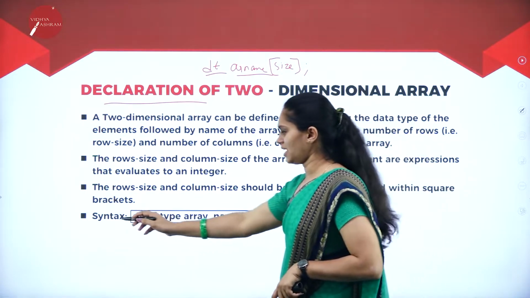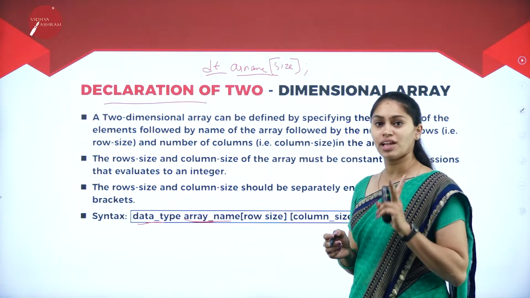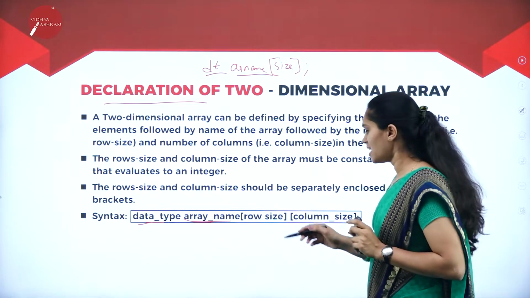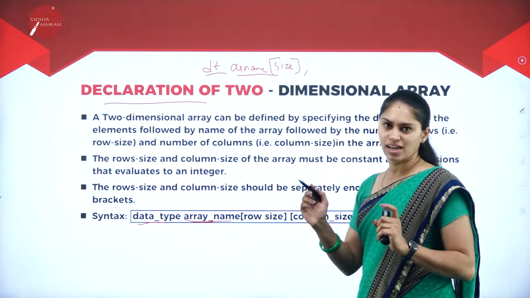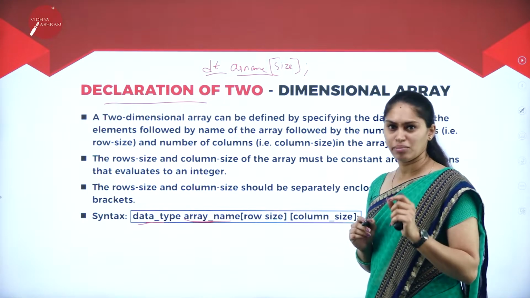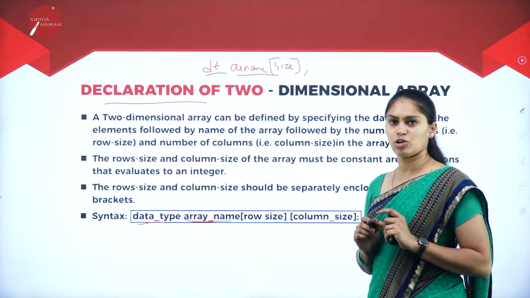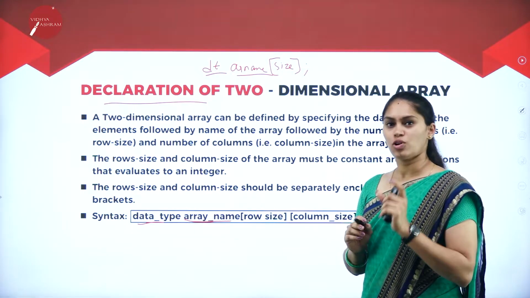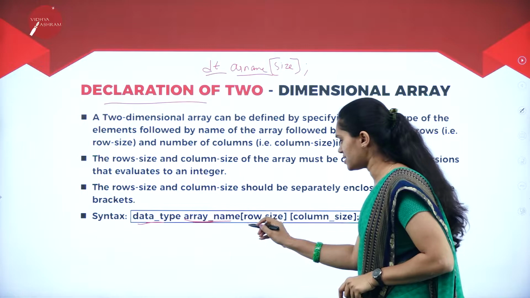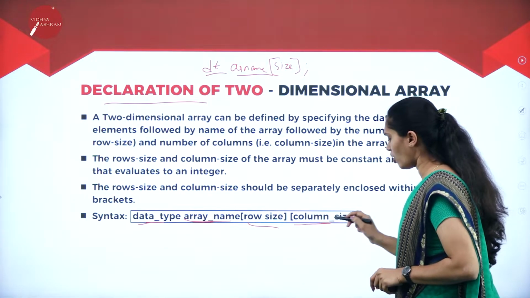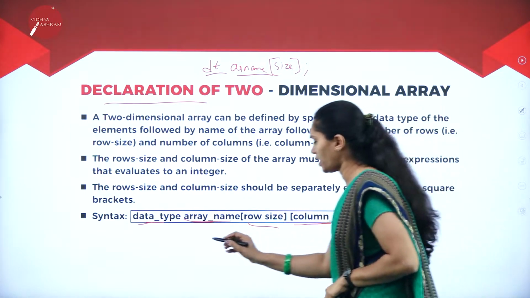We'll see now. You can see the syntax: data type, and we have an array name. After the array name, I have to take two subscripts instead of one. Why? Because these two subscripts represent the position of an element in the two-dimensional array. The elements of the array are represented as rows and columns, so it is mandatory to have a row size as well as a column size. The first subscript always specifies the row size and the second subscript always specifies the column size. At last, a semicolon.